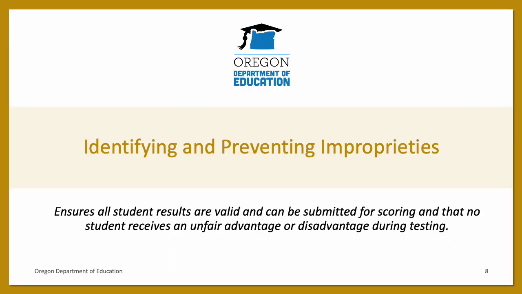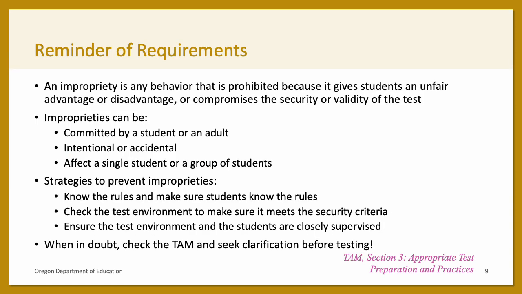Next, we will review how to identify and prevent improprieties. An impropriety is any behavior that is prohibited because it gives students an unfair advantage or disadvantage, or compromises the security or validity of the test. This includes behaviors committed by either adults or students, whether intentionally or by accident. Section 3 of the TAM provides explanations and examples of common adult and student-initiated test improprieties. Note that the examples given in the TAM are not exhaustive.